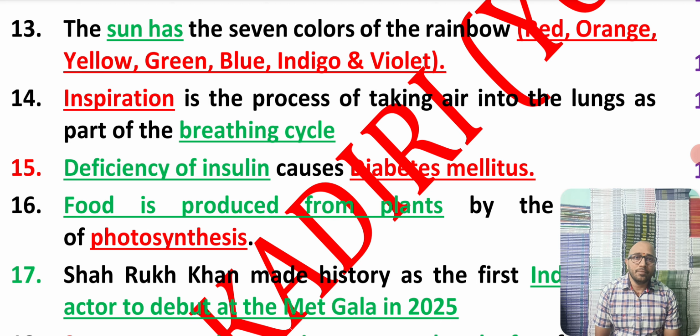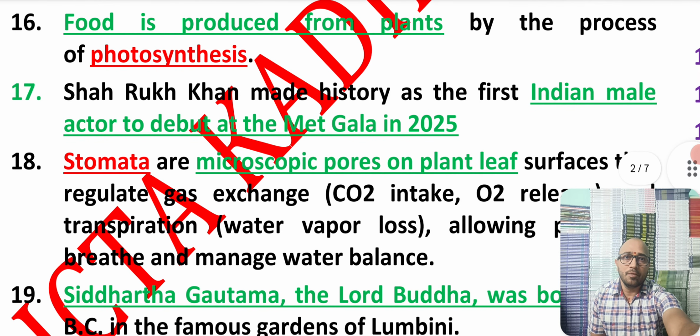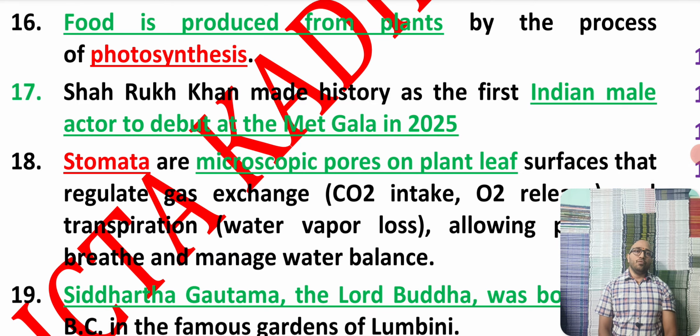Now, food is produced from plants by the photosynthesis process. With this you can see how exactly the food is prepared from the sun in the presence of carbon dioxide. I want you guys to comment what comes out of photosynthesis along with the oxygen.